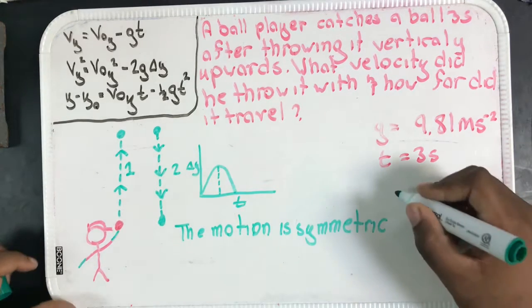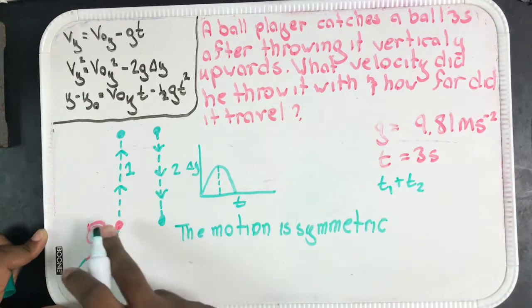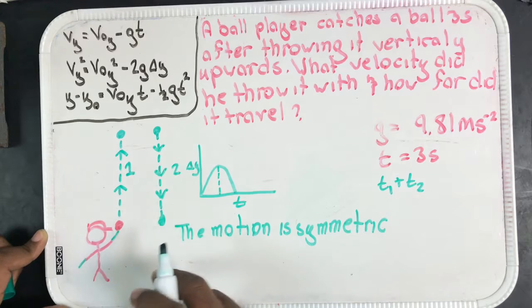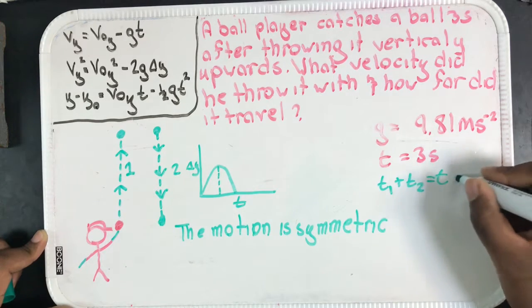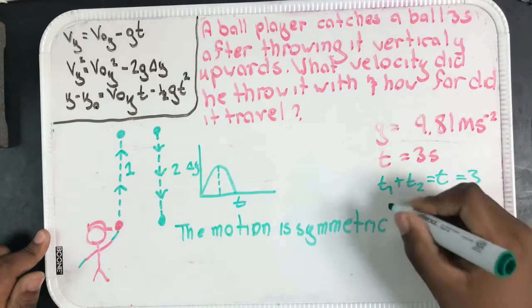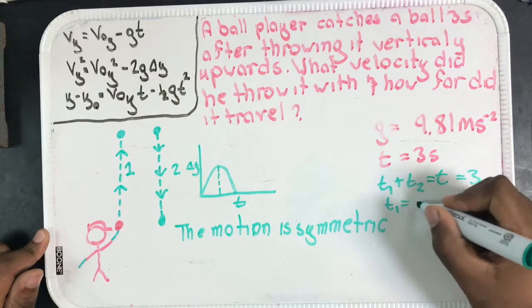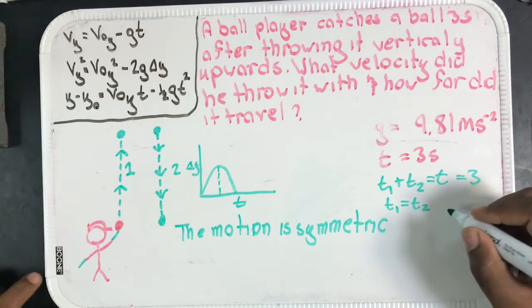So I know that T1 plus T2, which is the time to go up (journey 1) plus the time for journey 2, which is to come down, is equal to T, which is equal to 3 seconds. However, T1 is equal to T2, because again, it takes an equal amount of time to go up as it does to come down. There's nothing interfering with it, and it comes back to the exact same point from which it was thrown.